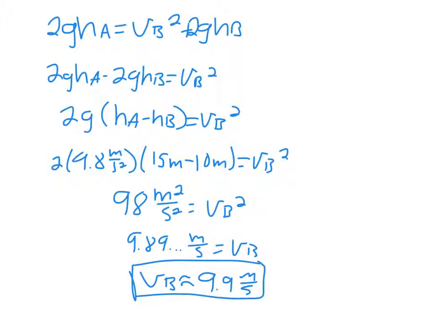So this is essentially just looking at A to B. We didn't even have to worry about C for this part. Okay, now looking at finding the speed at C. Here's where your option really comes in. You know everything except for the speed at C. So you can set either A equal to C or set B equal to C.